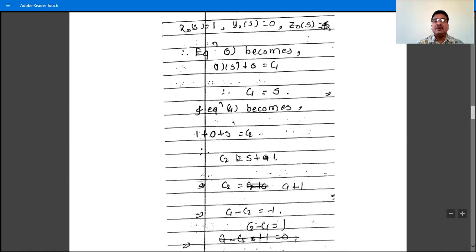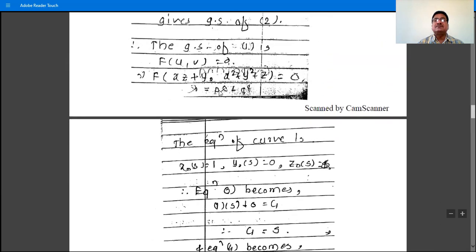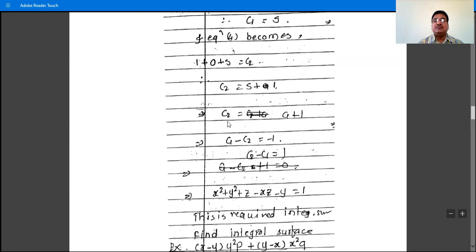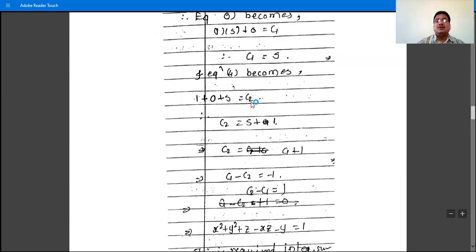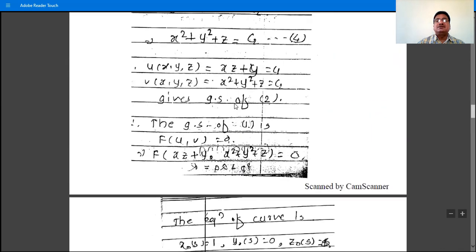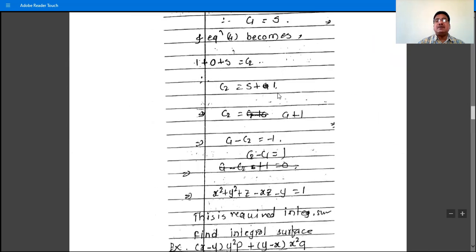Equation 4 becomes, after substituting these values, 1 square is 1, plus 0, plus s, since z is s, equal to c2. Therefore c2 is equal to s plus 1.